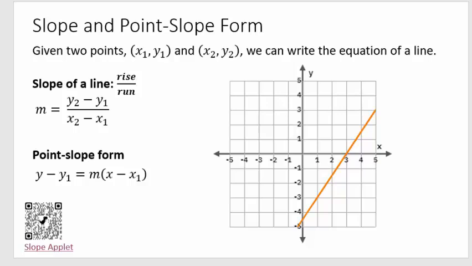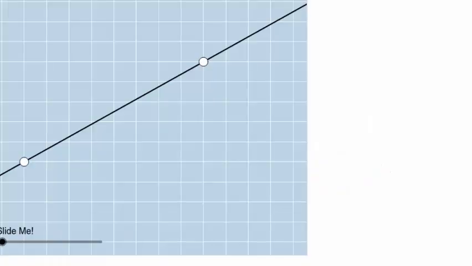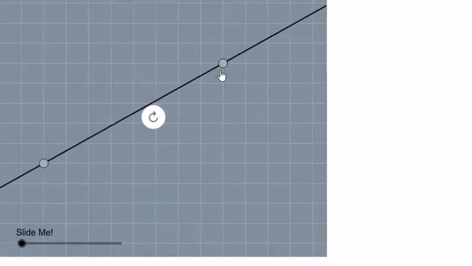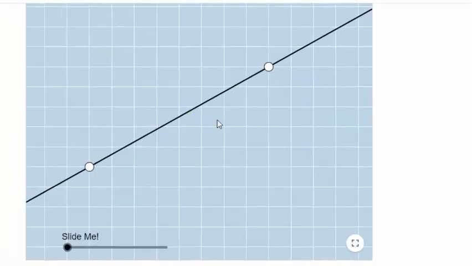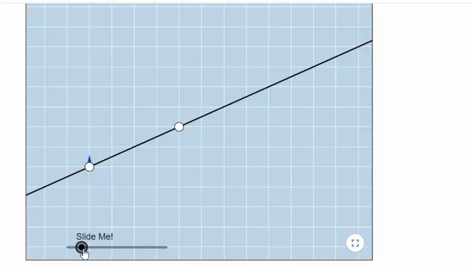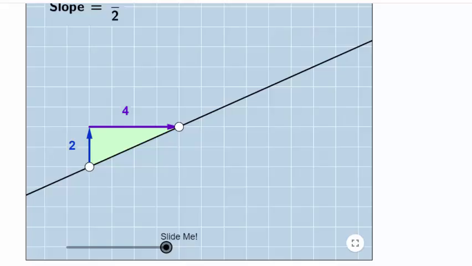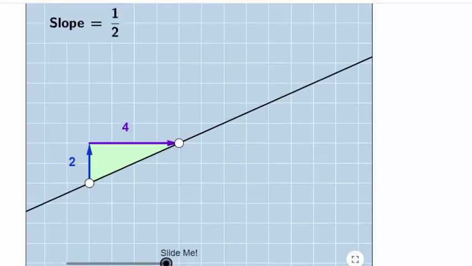So let's take another quick look at slope and point-slope form of a line. If you select this link for a slope applet or scan this QR code, it should take you to a website, and scroll down, it kind of looks like this. You can move the points around and slide, and it should show the rise and the run of the line. And at the top it'll have the slope. The rise is 2 and the run is 4, and that's a slope of 1/2.